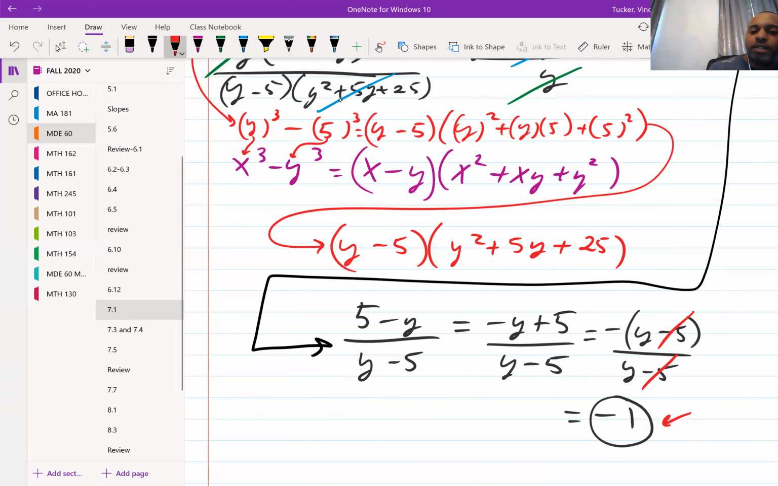So if ever you see that you have opposite signs in each case, you can always recognize that it's going to reduce down to negative 1, even if you don't walk out the whole process. I have a negative y plus 5 and a positive y minus 5. Each one of those signs are opposite, and that means the result will be negative 1.